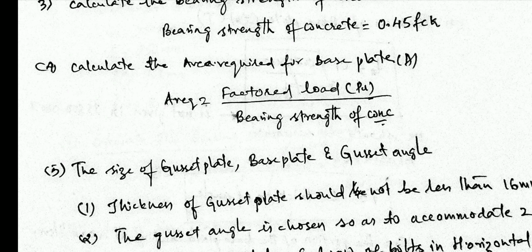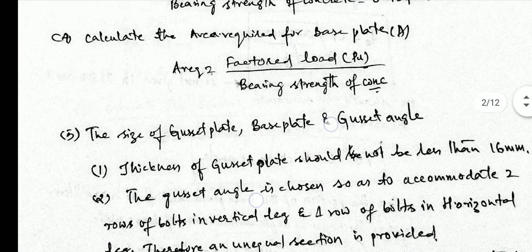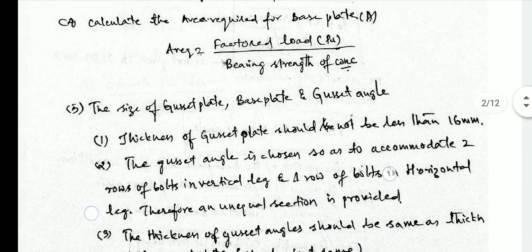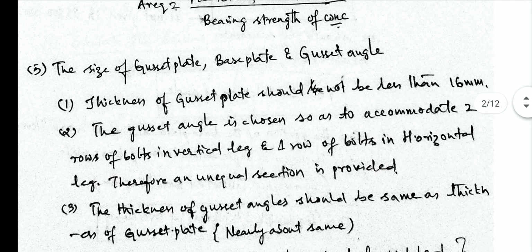Now the remaining things will start. Here you have to calculate the size of the gusseted plate, the base plate, and the gusseted angle. So these 3 different elements we have to design. How do we design these elements? First we understand the thickness of the gusseted plate. We always assume the gusseted plate thickness. The code book does not give any minimum value, but as per experience, most authors say the minimum thickness of gusseted plate should not be less than 16 mm.